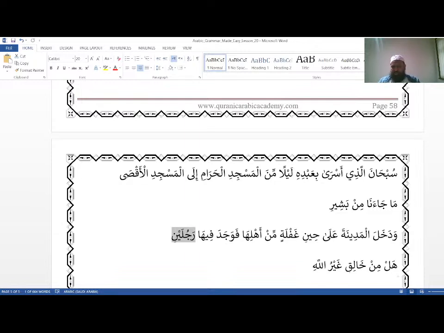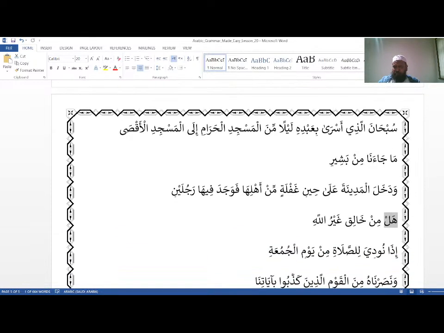Next, هل من خالق غير الله, min harf jar, خالقين. Okay, so min is coming with nakira ism. Khaliq, nakira, no alif lam. It means min will make khaliq more nakira, meaning we can translate it as any. Hal is a question word. Is there any creator ghayrullah, other than Allah? The answer is no.